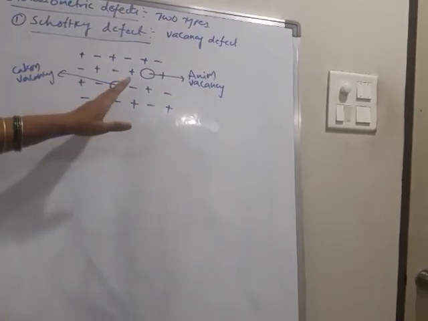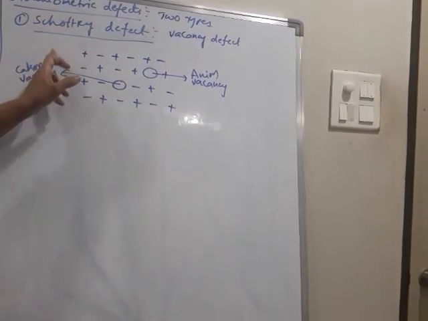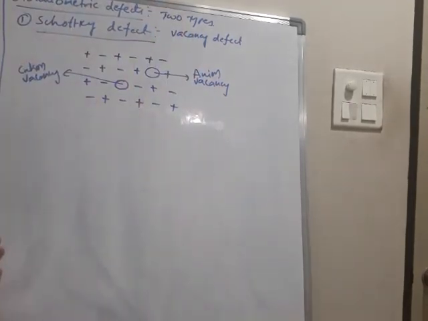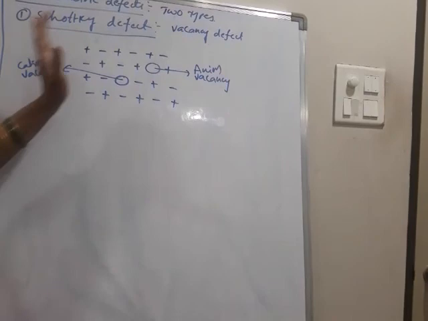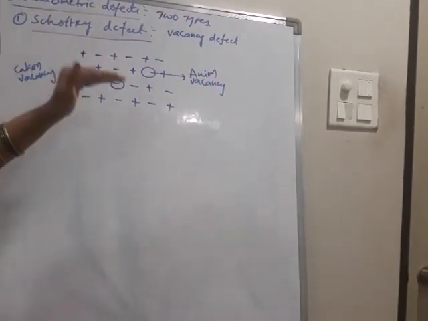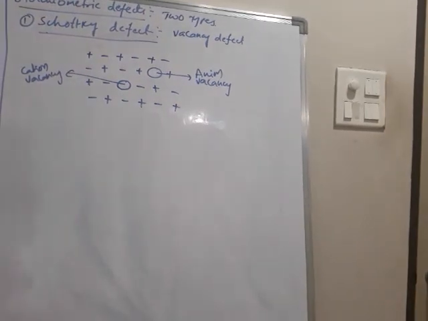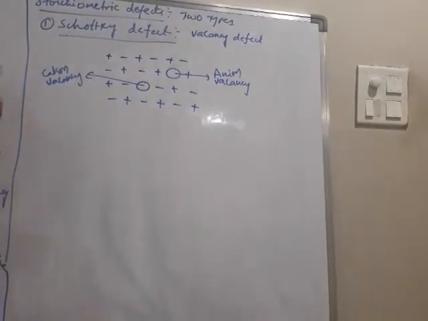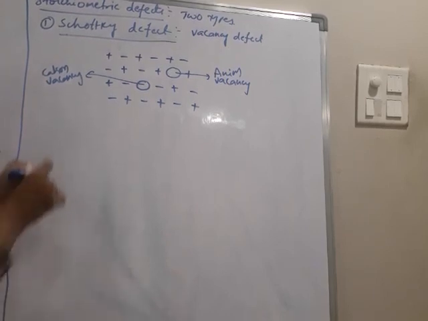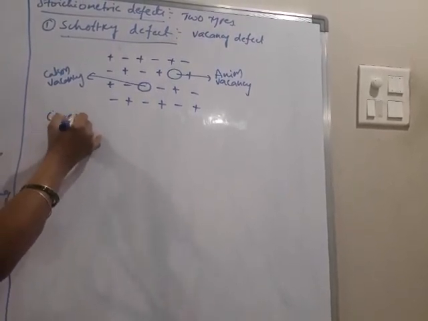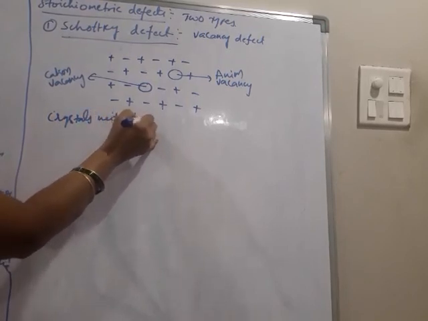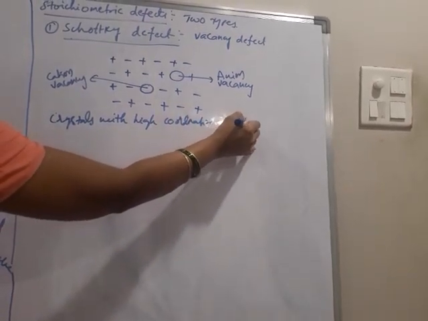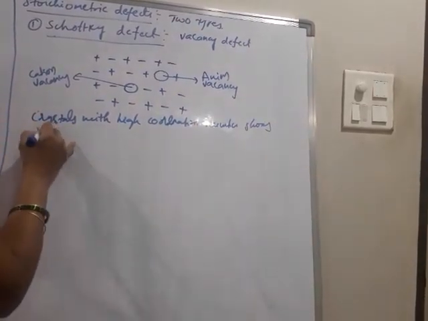So here Schottky defect is called a vacancy defect. It arises due to the missing of a cation from its lattice point, followed by the missing of an anion. The number of cation vacancies is equal to the number of anion vacancies. This is to maintain the neutrality of the crystal. So this is Schottky defect. Schottky defect generally arises in crystals having a high coordination number. Crystals with a high coordination number show this type of defect.